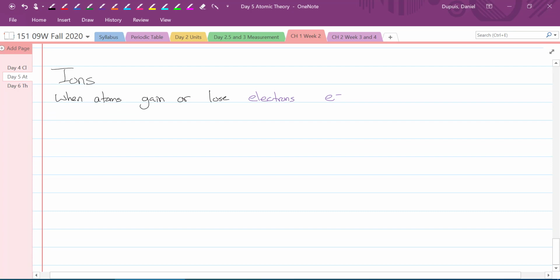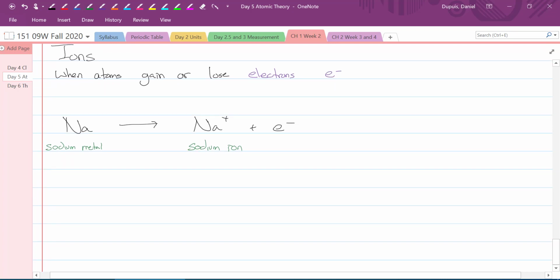All right, so let's do examples here. We have sodium, Na. If sodium loses an electron, I get Na plus plus an electron. So we have sodium metal, which would have 11 protons and 11 electrons. Then I have sodium ion. Also, we have chlorine, Cl plus an electron, gaining an electron, going to Cl minus. Chlorine going to chloride. Very important we get the ide in there. Ion.